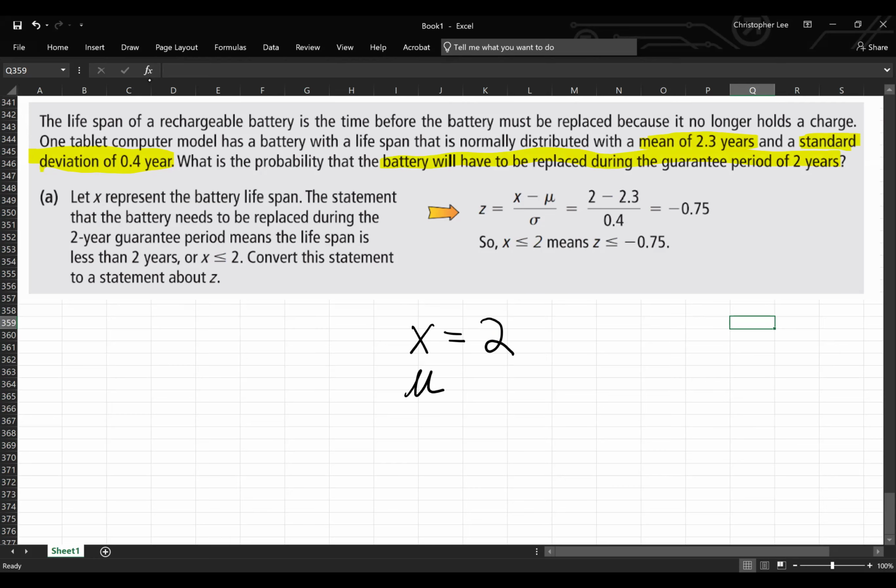So what's your mean? Hold on, wait, Professor, I'm trying to. Which one's the standard deviation? Well, what's the number? 0.1, no. 0.4. You said 0.1. Okay. That's true.